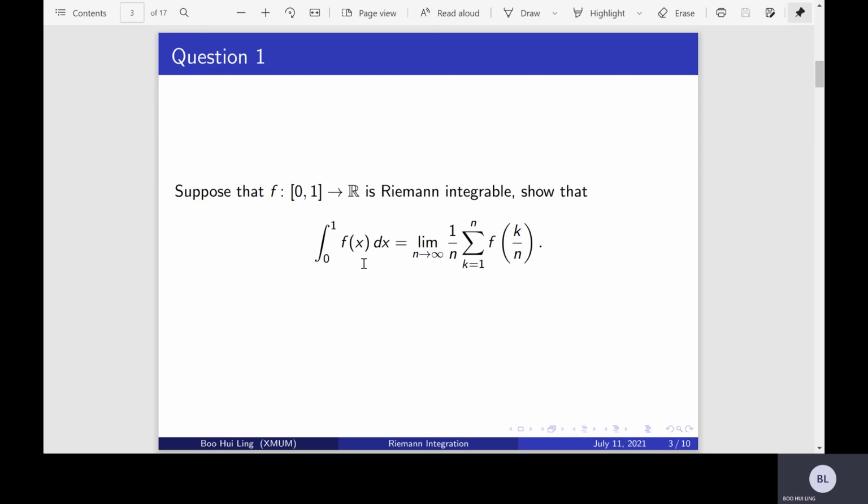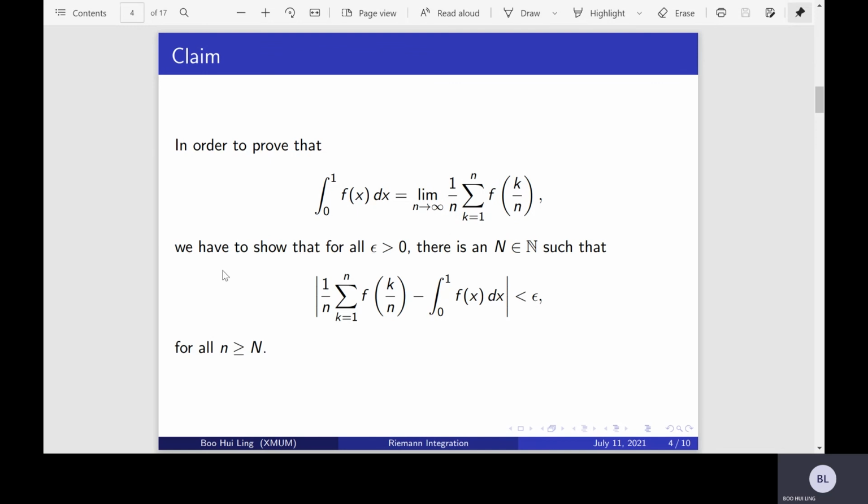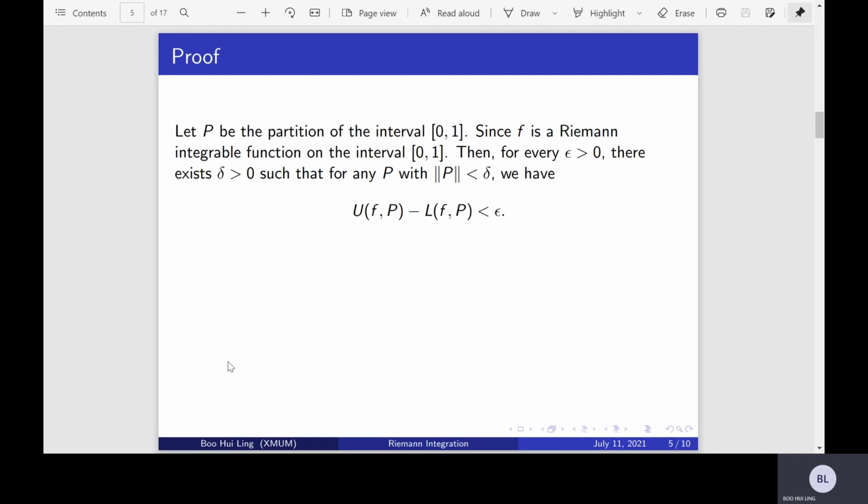In order to prove that the statement is true, we have to show that for all epsilon greater than 0, there is a big N, which is a nonzero integer, such that the absolute value of the difference between the summation of f(k/n) from k equals 1 to n multiplied by 1 over n, and the integral of f from 0 to 1 is less than epsilon for all small n greater than or equal to big N. So now we start with our proof.